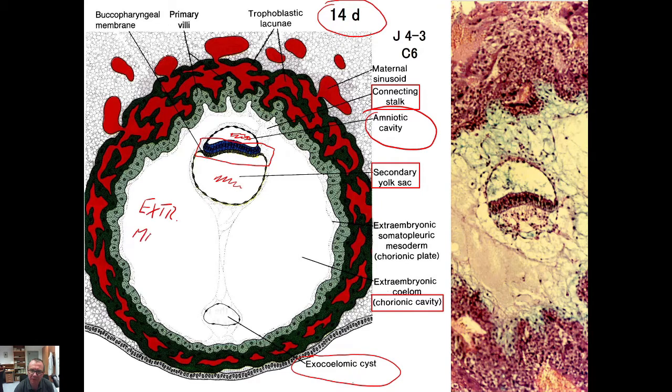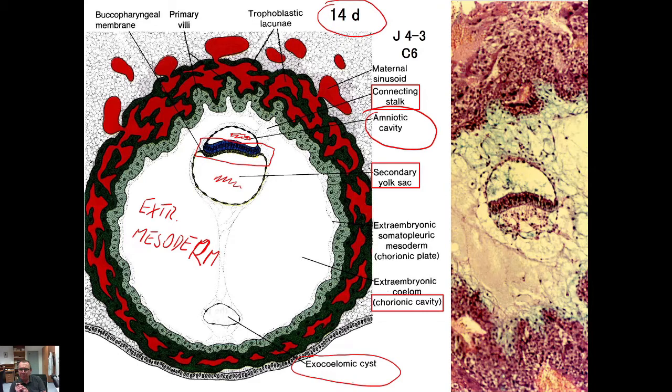Extraembryonic mesoderm is developing during the second week. The first source of this mesoderm is the hypoblast. Later, some epiblast cells will participate here, but at this moment, the whole extraembryonic mesoderm derives from hypoblast.